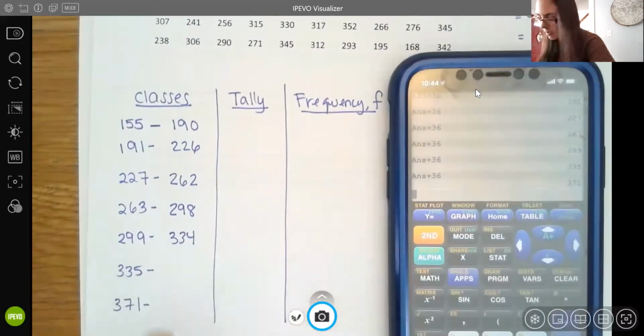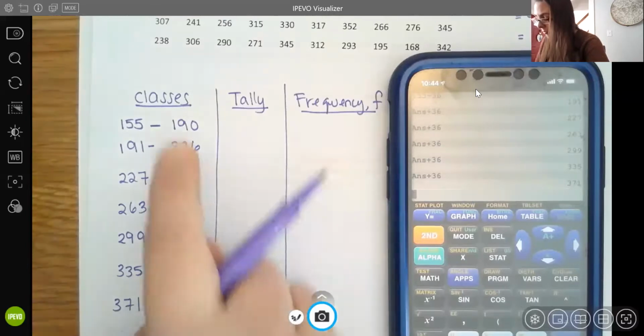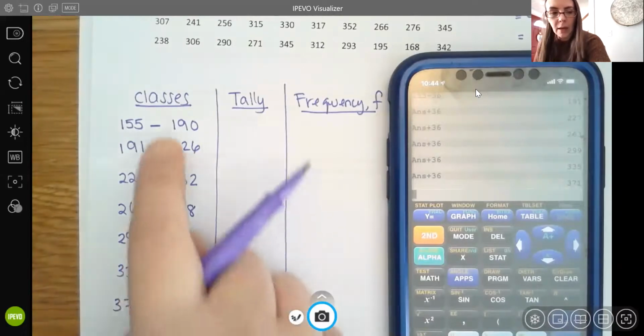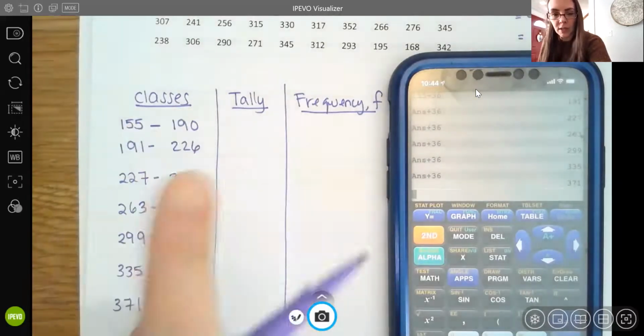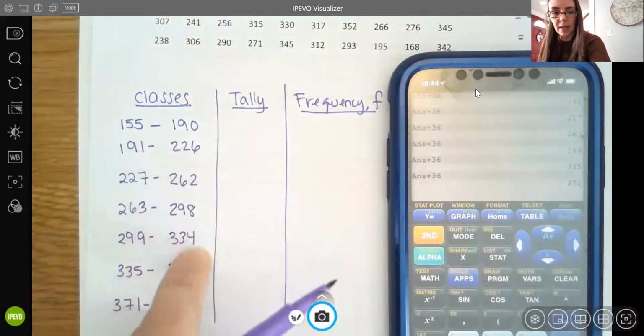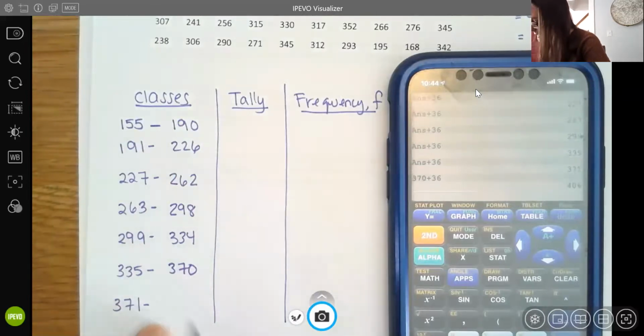Let me move this up. My last one is 371, so I'm going to use 370. Now, to find my last piece here, I do need to find my last upper limit. Look at the pattern. Our class width is 36, so the class width is consistent here, but it's also consistent here. So if I'm not sure of my last value, I can take that 370, add 36 again, because that's my class width, and I get a value of 406.